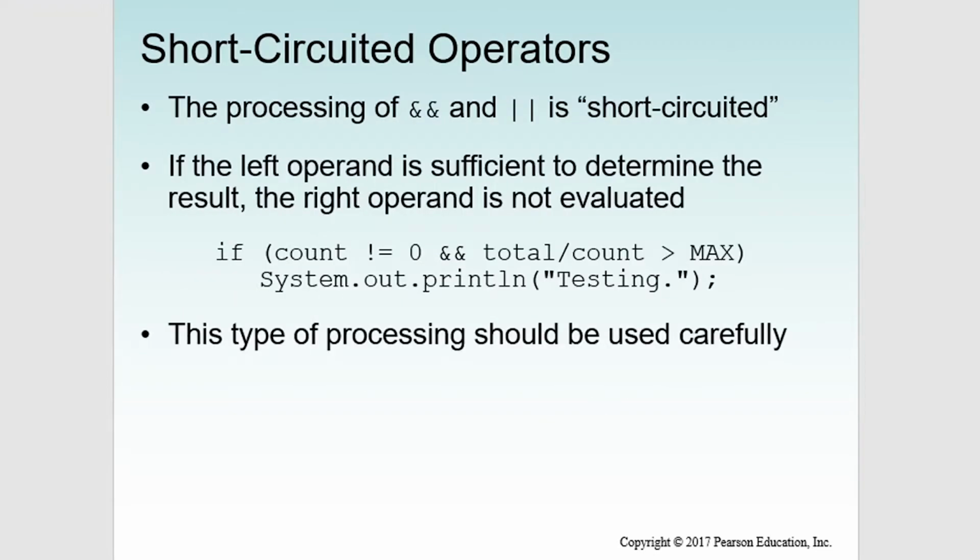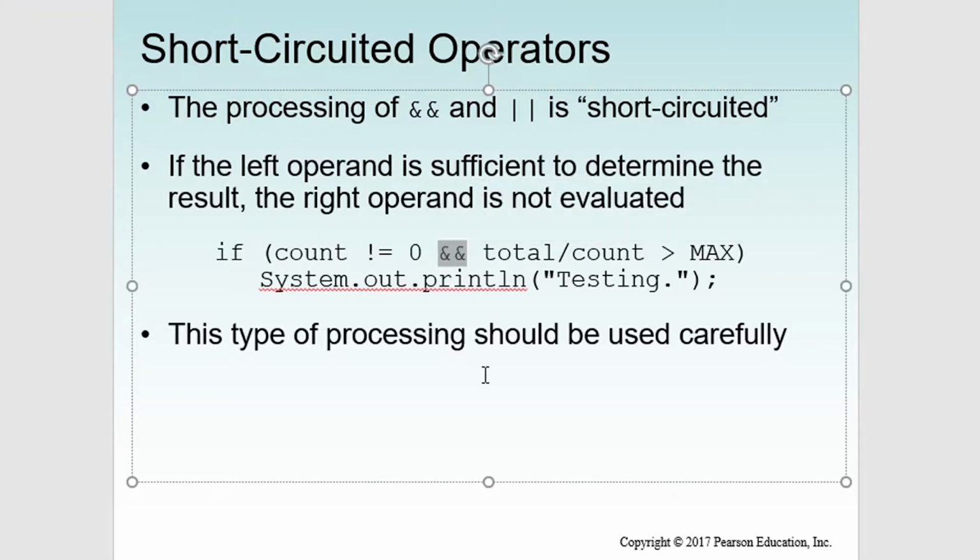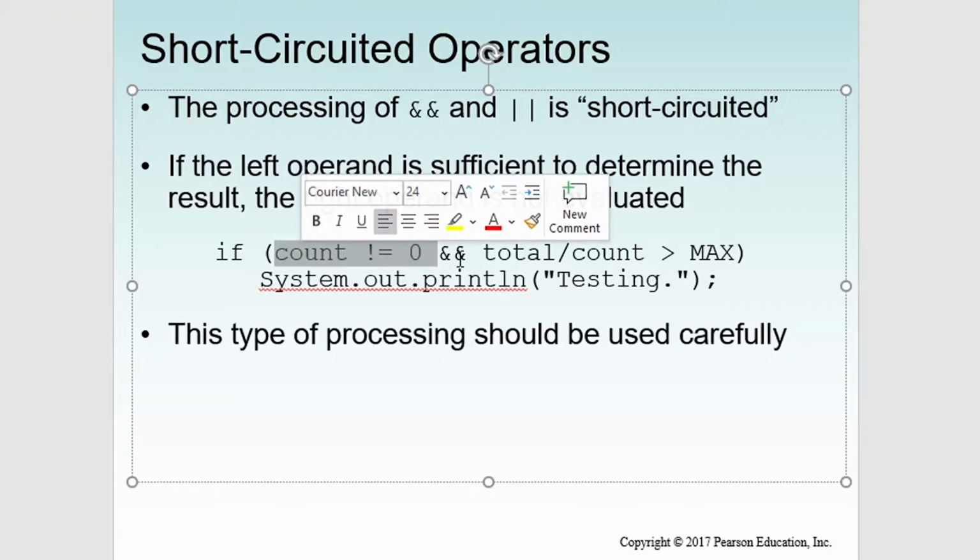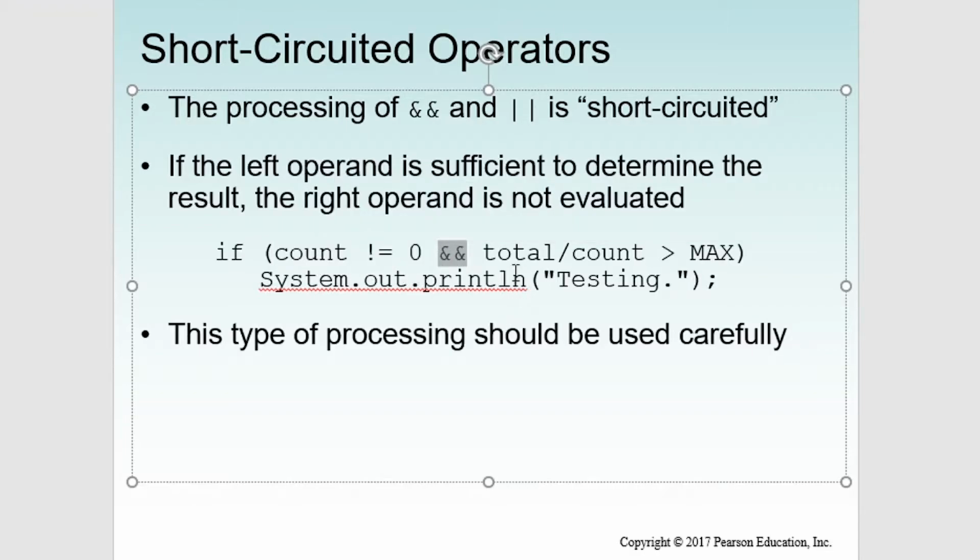So it's false. Short-circuited operators, the processing of and or is short-circuited. If the left operand is sufficient enough to determine the result, the right operand is not evaluated. So here is the logical and. So in a logical and, both sides of the expression have to be true. In Java, it's short-circuited. So what that means is if count does not equal 0, if this right here is false, then since this is an and, there's no point in checking this side. This is already false, so we don't need to continue and check the other side of that.